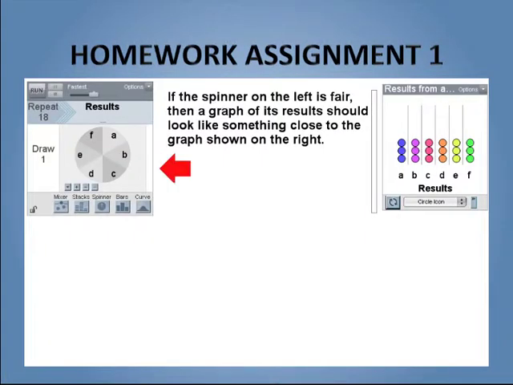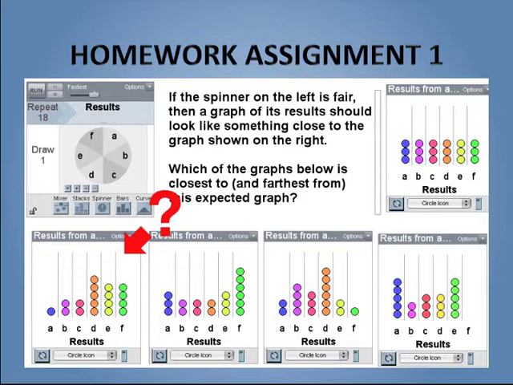For example, if the spinner on the left is fair, then a graph of its results should look like something close to the graph shown on the right. That is, there should be approximately the same number of counters in each column of the graph. So, which of the graphs below is closest to, or farthest from, this expected graph?